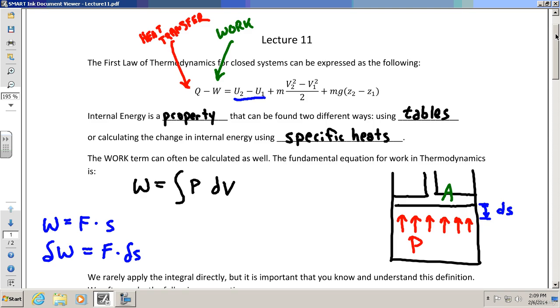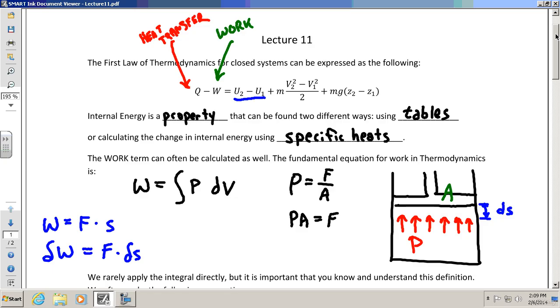Now, remember what pressure is. This is a very simple derivation. Remember what pressure is. Pressure is a force divided by an area, right? If pressure is a force divided by an area, what's a pressure multiplied by an area? What's P times A? Force, right? That's easy. Obviously, I'm not making this hard. Therefore, P times A is equal to force, okay?